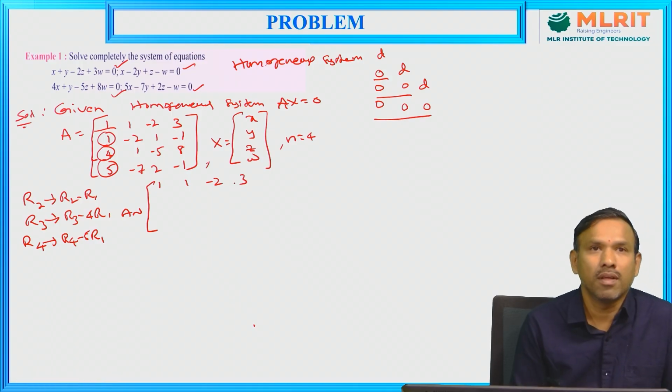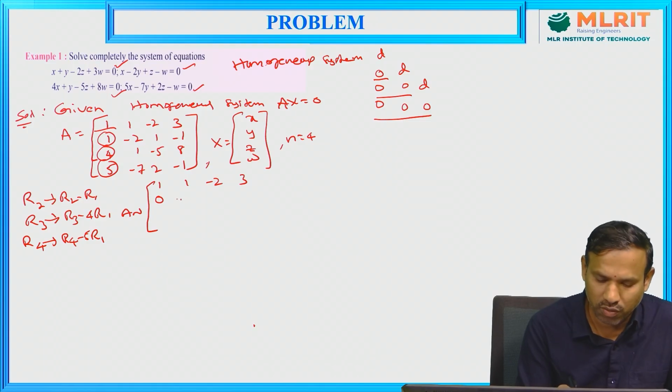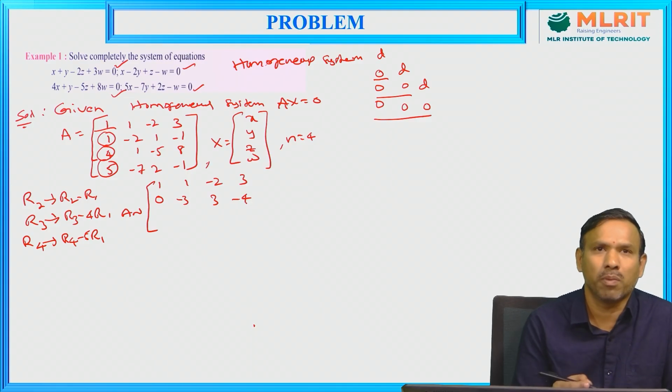Right? Second row, R2 minus R1. 1 minus 1, 0. Minus 2 minus 1, minus 3. 1 plus 2, 3. Minus 1, minus 3, minus 4. Corresponding elements subtract, R2 minus R1.